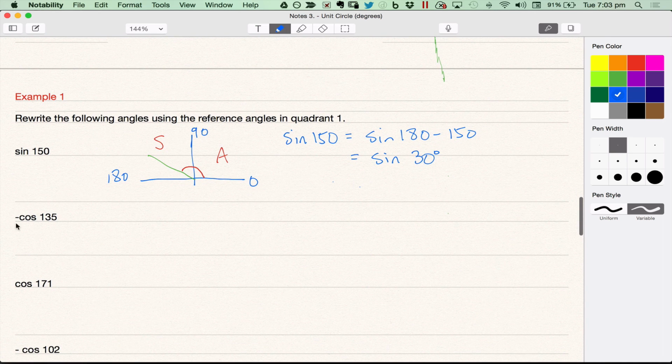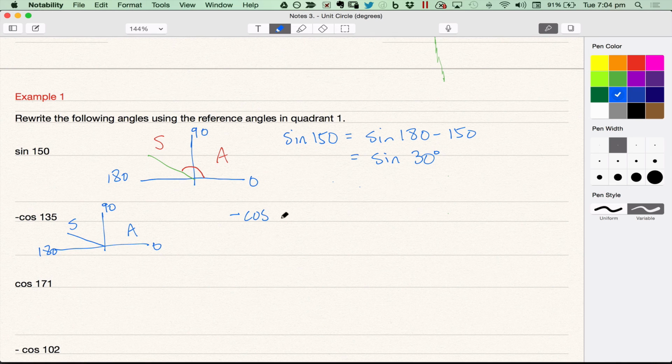Second example, negative cos of 135 degrees. All of these are degrees. Sorry, I couldn't type them in properly. First thing, sketch of your unit circle. 135 is over here. Don't worry about the negative yet. Put in your A and your S. Label your 0, 90 if you need to, and 180.